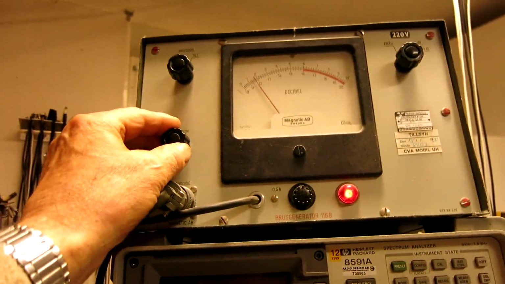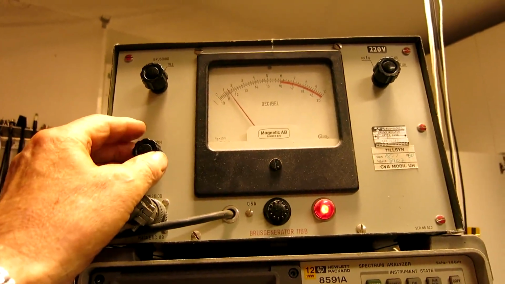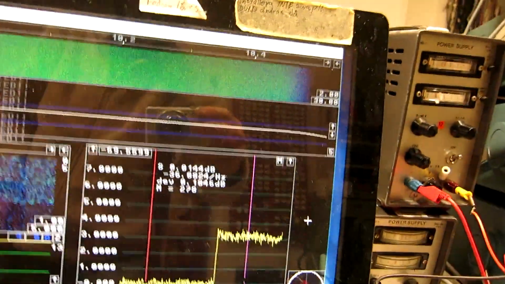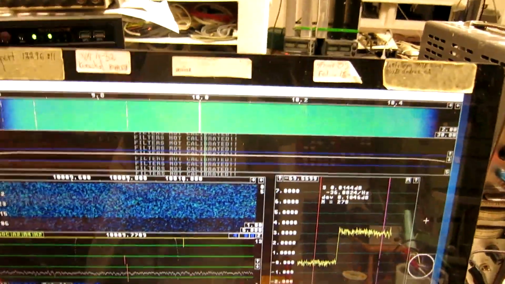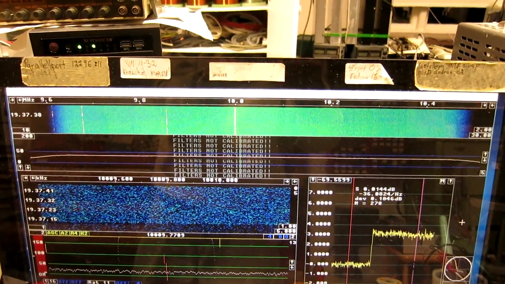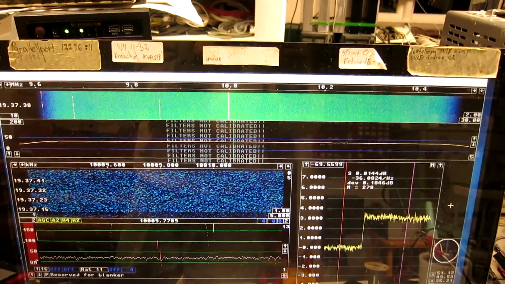So the noise figure is a little bit lower. This instrument is not quite stable, but maybe something like this. So the noise figure is 1.4 dB. I cannot make it much better. And it is a room temperature system.